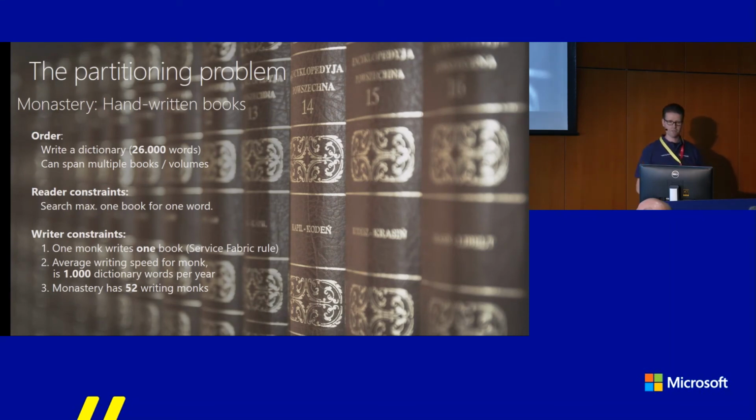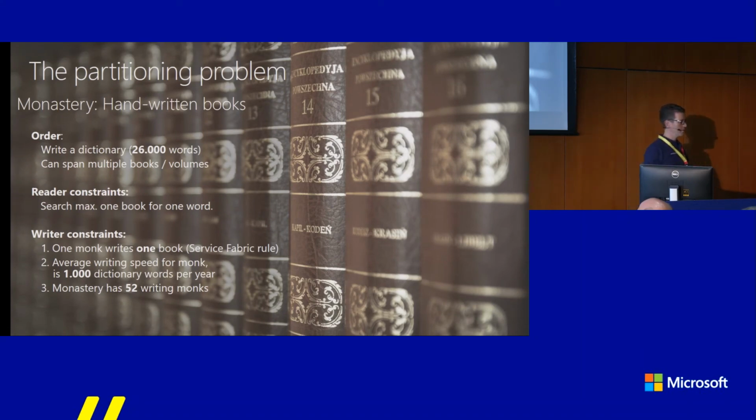And it's okay if this dictionary spans multiple books, or multiple volumes. The reader has one constraint, so they only want to search one book for every word they look up. So for instance, they're looking for the word cloud. They only have to open one book in order to find that word explained.